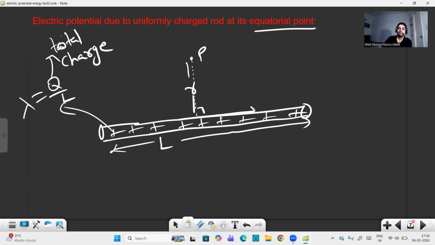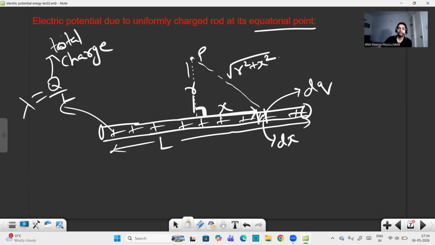Now at x distance from the center on the rod, I will take dx length, an elemental length. On dx length, the charge is dq, a small charge. It is a right angle triangle, so with r and x, this distance will be root under r square plus x square. Now due to this dq charge, I will find the electric potential at point P.